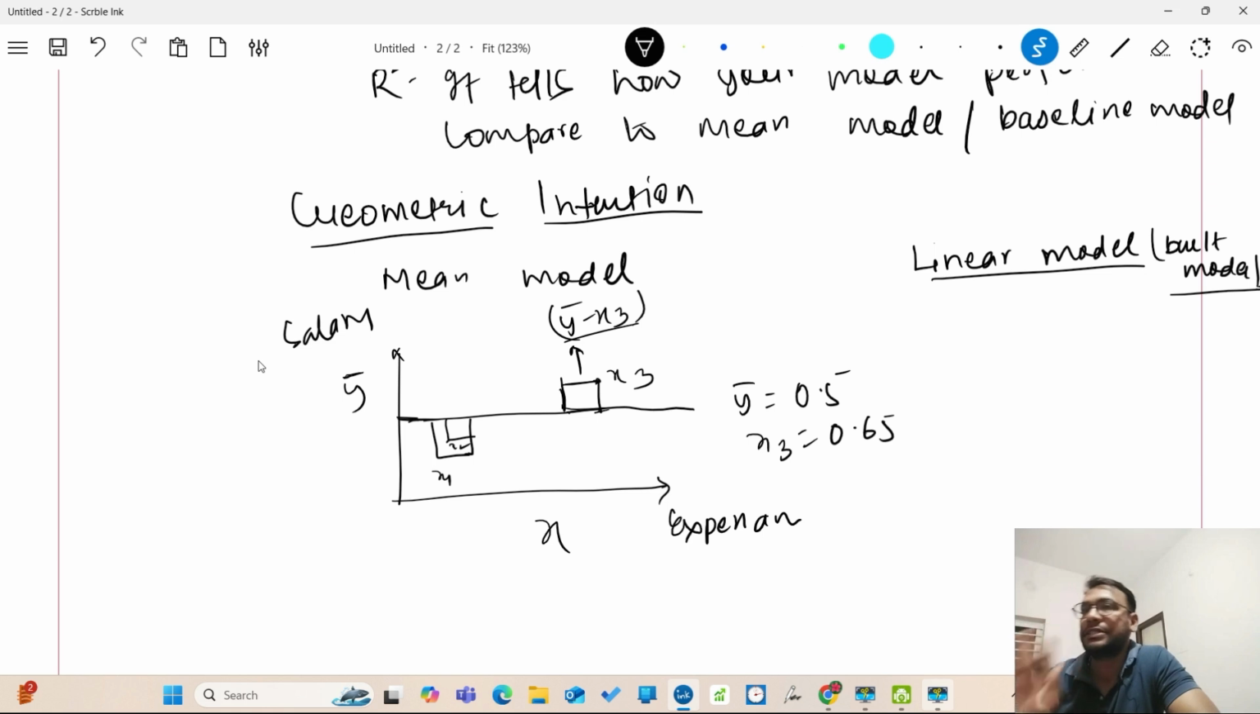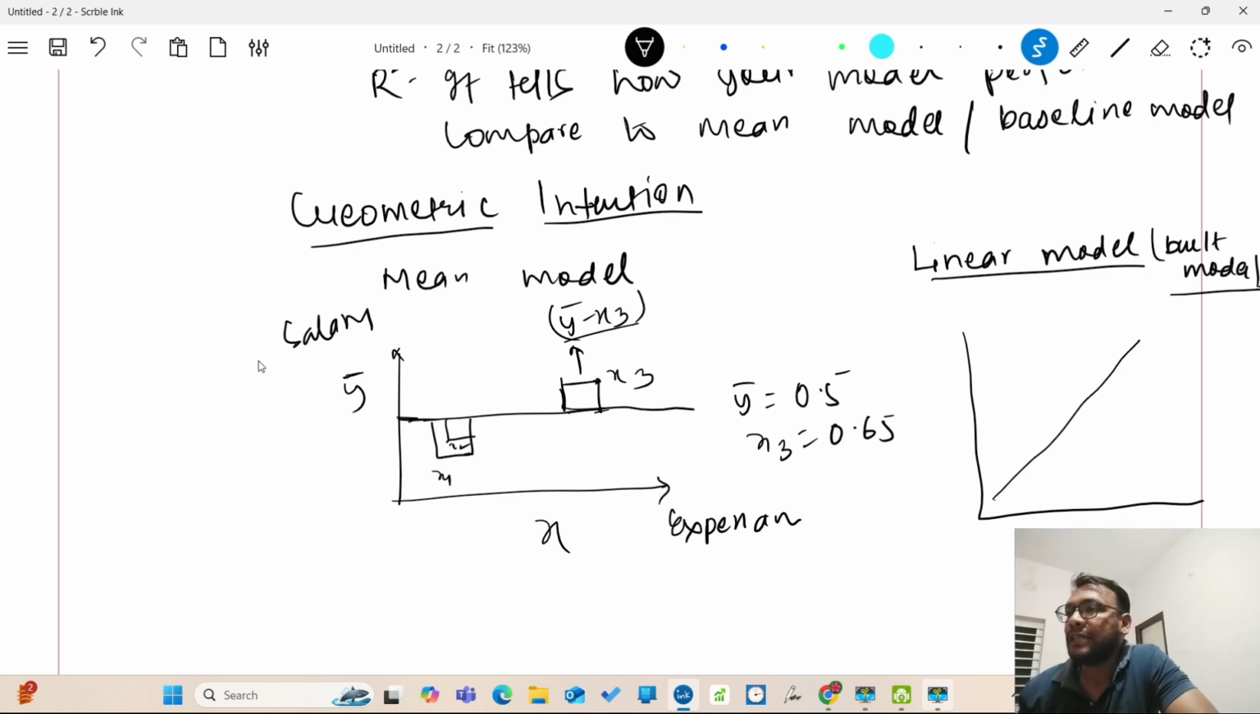Okay, this is the concept of the mean model. Now come to the next part, that is a linear model. So I have not considered any mean part. I just select the data points like x1, x2, and x3.